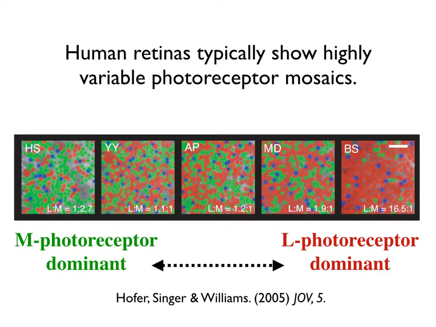This in human retinas has been shown to create highly variable photoreceptor mosaics. So some individuals, examples shown on the left, have photoreceptor mosaics that are highly M cone dominant, whereas other individuals have photoreceptor mosaics that are highly L cone dominant, as shown on the right. And we know that these kinds of variations in photoreceptor mosaic affect color perception. This is not the kind of information we presently have available to us about Concetta's retinas.